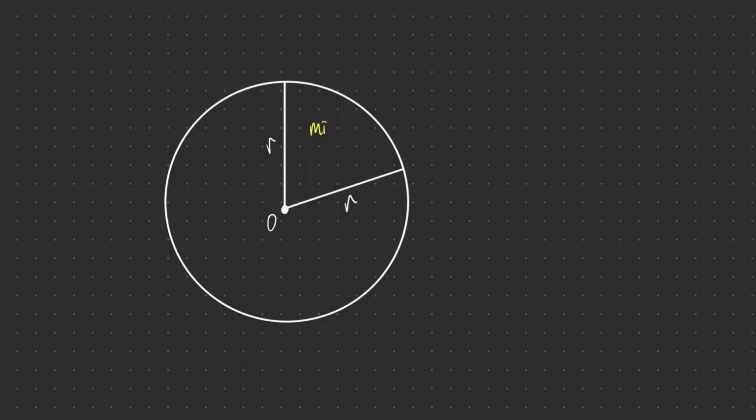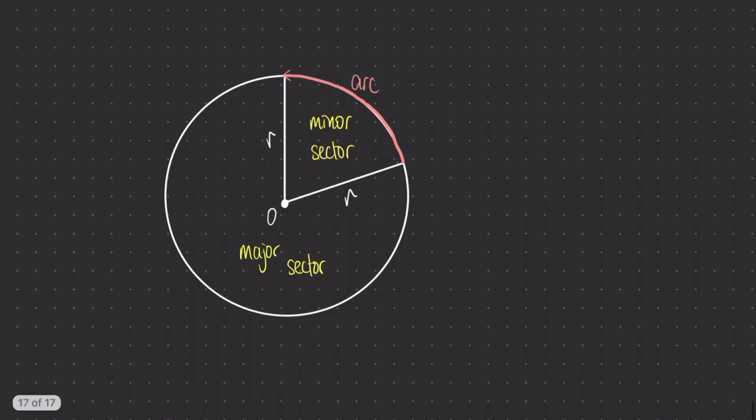This smaller sector is referred to as the minor sector. It's referred to as minor because it's smaller than the other one, which is referred to as the major sector. So this section of the circumference that I've colored in pink will be known as an arc. And the length of this pink line here will be known as the arc length.